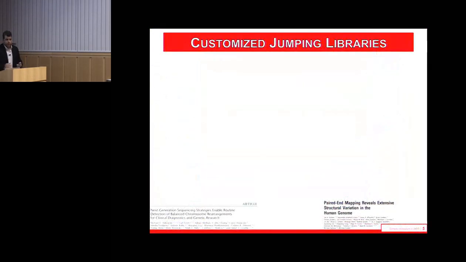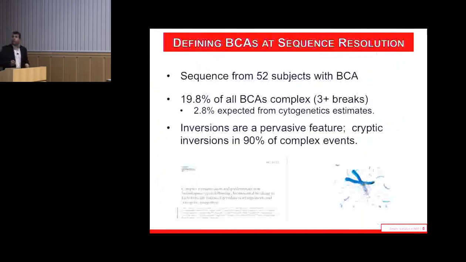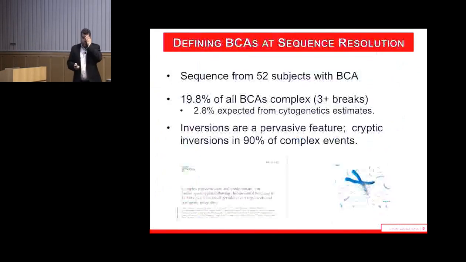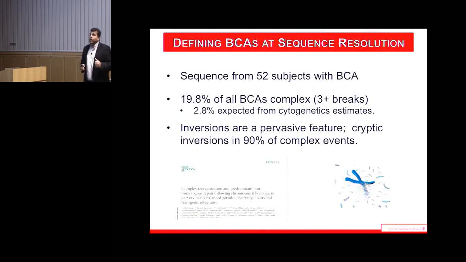Okay. So what have we learned from doing the sequencing? I'll give you just two small hits of past studies and then get into what we've been doing. One of the things we found from the original study, where we sequenced 52 subjects with balanced chromosomal abnormalities from karyotyping, was that about 20% of all of these events are actually complex, with 3 or more breakpoints. This was almost a 10-fold increase over what had been estimated at cytogenetic resolution.